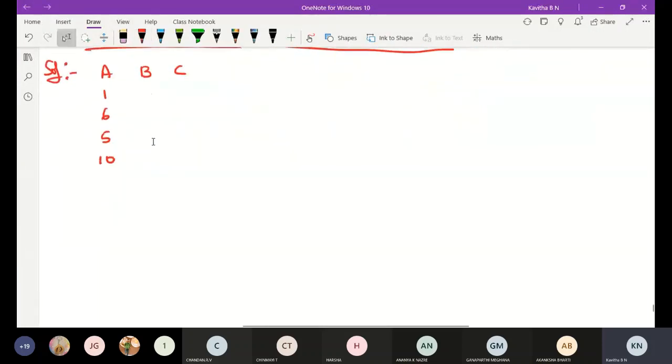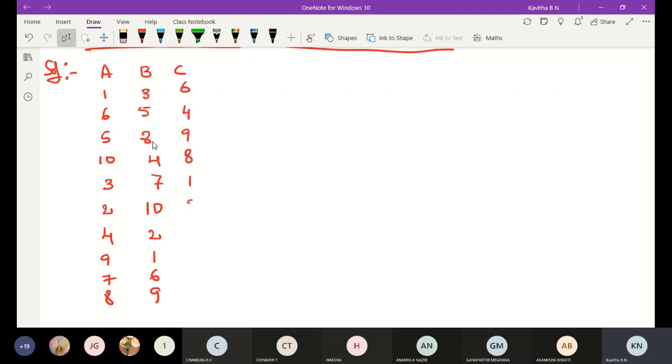Okay, A is 1, 6, 5, 10, 3, 2, 4, 9, 7, 8. B is here 3, 5, 8, 4, 7, 10, 2, 1, 6, 9. C values here 6, 4, 9, 8, 1, 2, 3, 10, 5, 7.